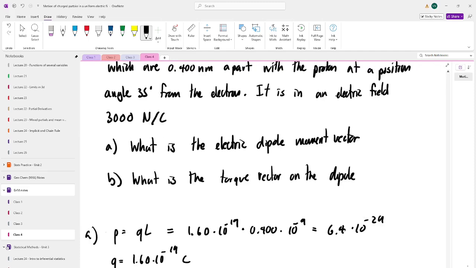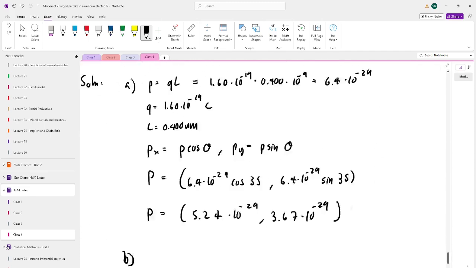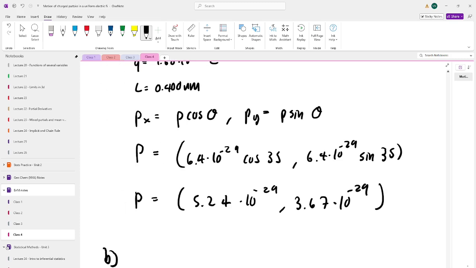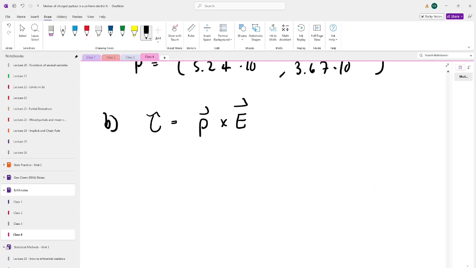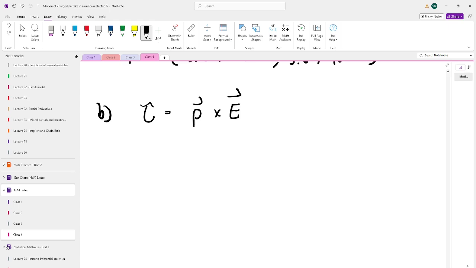Okay, so for B now, they're asking us what is the torque vector on the dipole. Okay, so here we're going to have to use the cross product. So I know, as I defined earlier, that the torque is the cross product of the dipole and the electric field, right? So I'm crossing one by the other. And so we just have to do that, right? So we get this here, right?